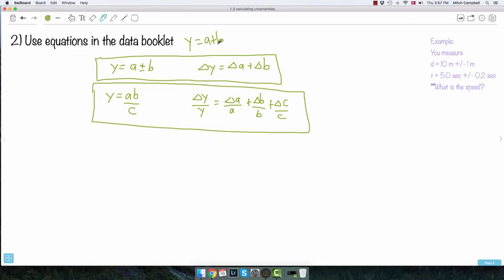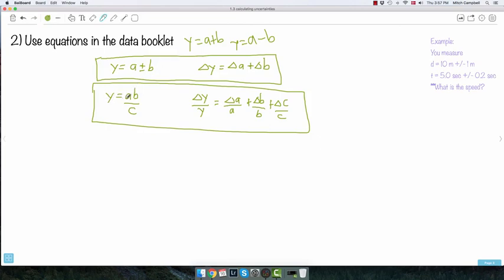Also, if you're subtracting, so if it's Y equals A minus B, the uncertainty, this delta Y, is going to be the same thing. You just add the uncertainties, whether you're adding or subtracting the values. This one, however, looks a bit more complicated, but it's totally doable.